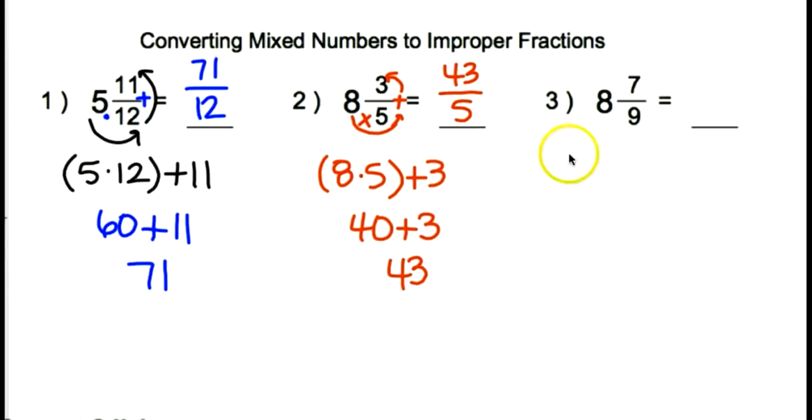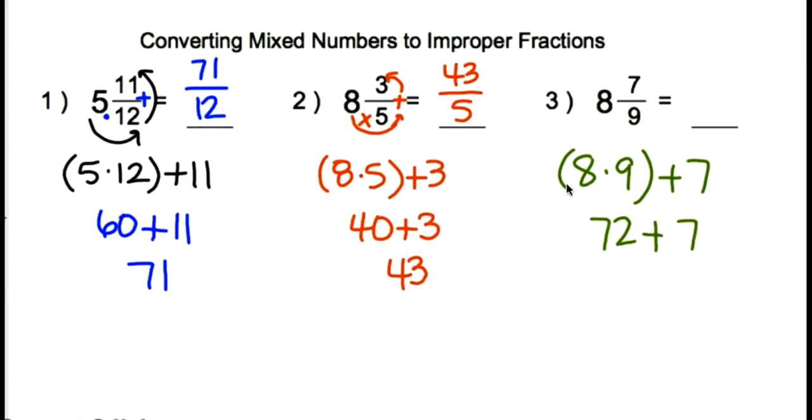And the last one, our whole number, which is 8, times our denominator, which is 9, plus our numerator, which is 7. So 9 times 8 is 72, plus 7 is going to give us 79. That's our numerator, and our denominator is going to stay the same.